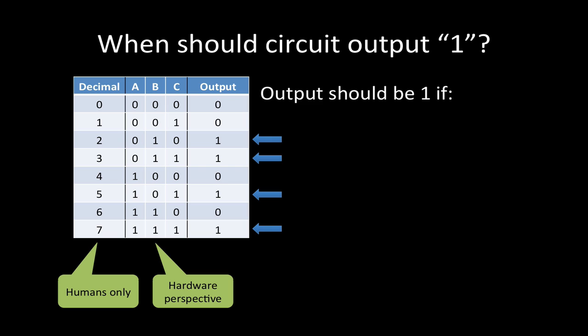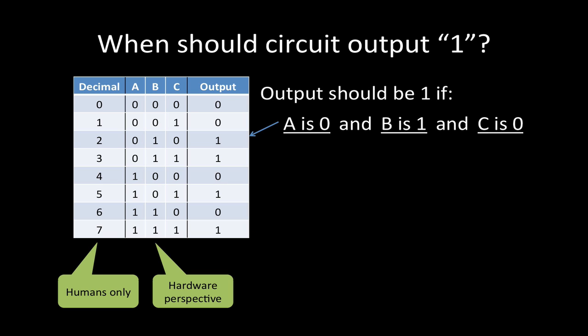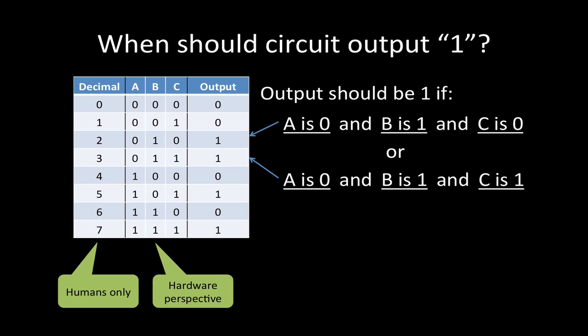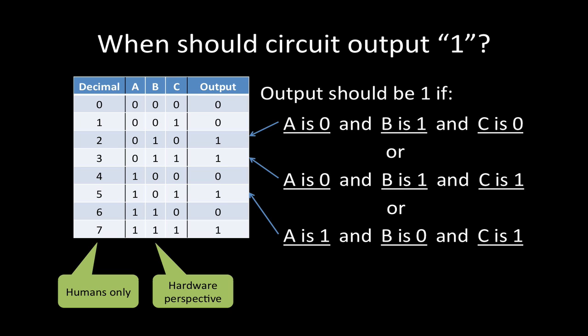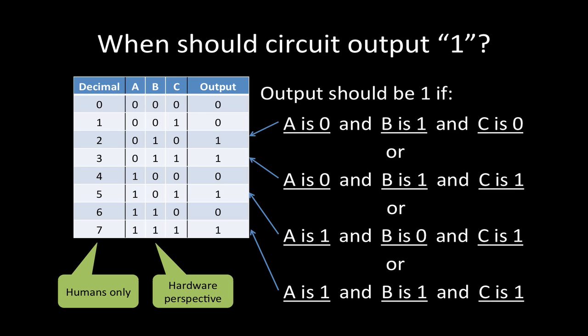Well, the output should be 1 if A is 0 and B is 1 and C is 0, which means the input is 2, or A is 0 and B is 1 and C is 1, which means the input is 3, or A is 1 and B is 0 and C is 1, or A is 1 and B is 1 and C is 1. If any of the above conditions are met, then the input represents a prime number and the output should be 1. Otherwise, the input does not represent a prime number and the output should be 0.